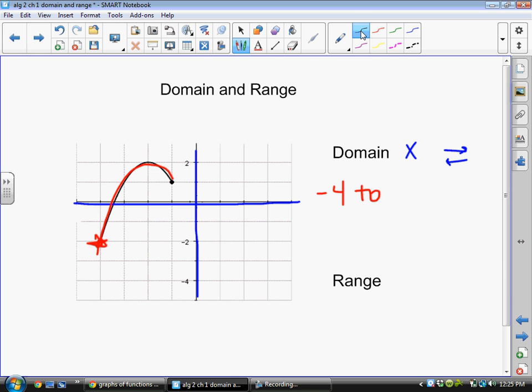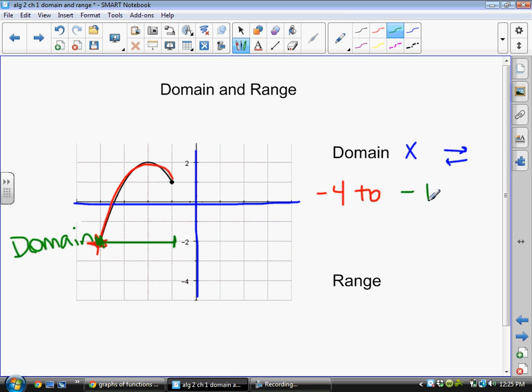So it goes from this distance right here all the way over to -1. That would be my domain, or all the possible x values. Okay, it goes from -4 to -1.